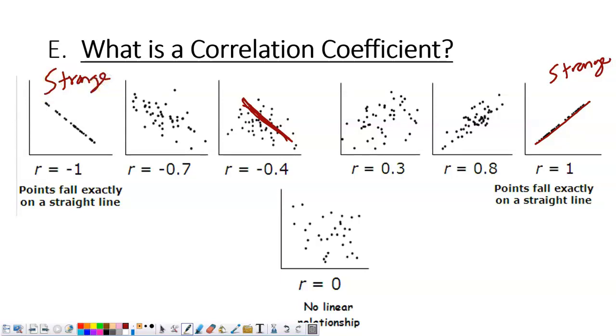But they're going in opposite directions, right? This one's going down as we go left to right, and this one's going up. The one on the left is a strong relationship with a negative slope, and the one on the right is a strong relationship with a positive slope. And so we would say that it has a strong and negative or a strong and positive relationship.